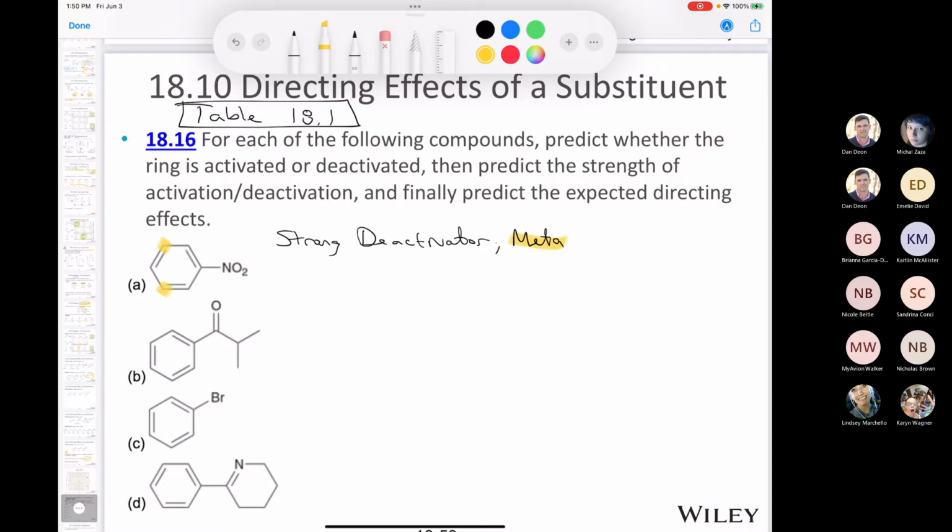The next one, we have a ketone, but the bottom line is we have our carbonyl attached directly to the aromatic ring. So could anybody describe what the effect would be? Is it strong, medium, weak? Is it an activator or deactivator? And remember, there are no trick questions.